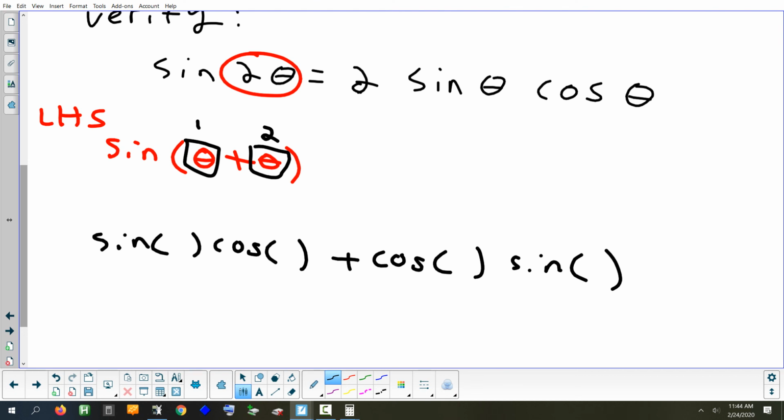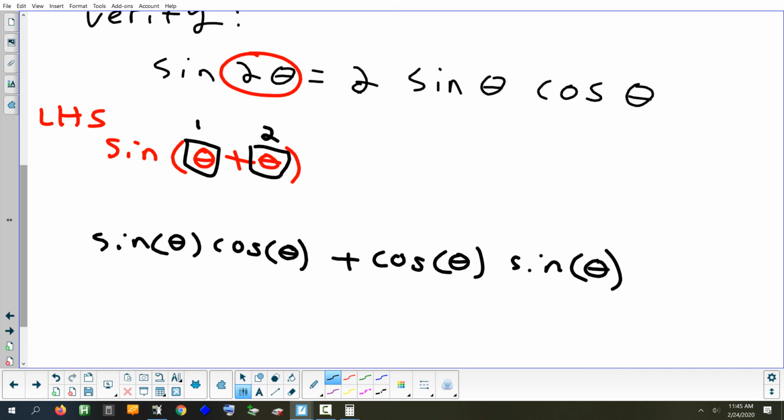First, second, first, second. Theta is my first. Theta is my second. Theta is my first. Theta is my second. Now, look at what's on the left of the plus sign. Sine times cosine. Look at what's on the right. Cosine times sine. Is there a difference between sine times cosine and cosine times sine? No, it's like saying 5 times 8, 8 times 5.